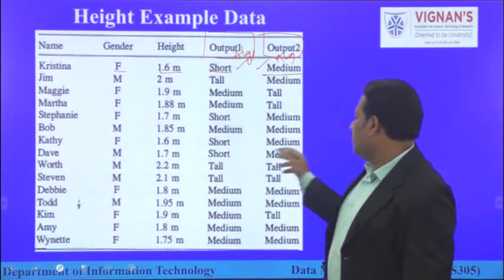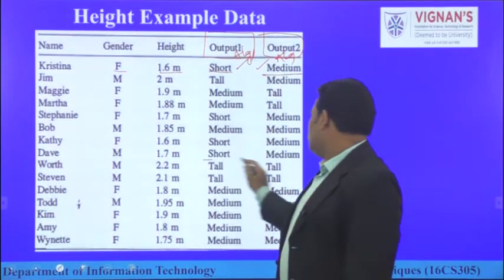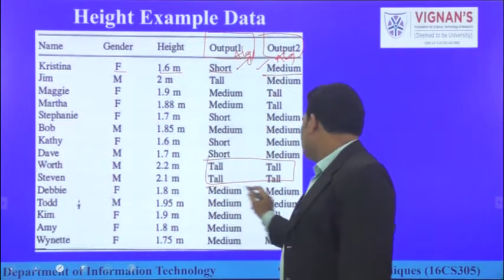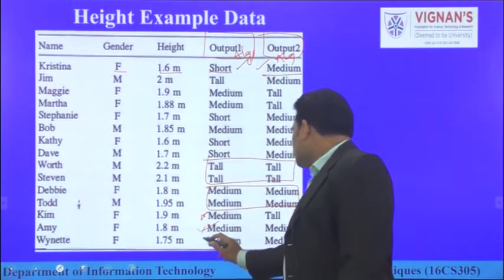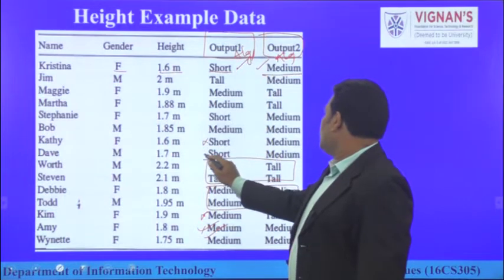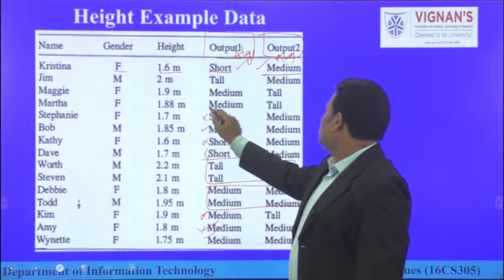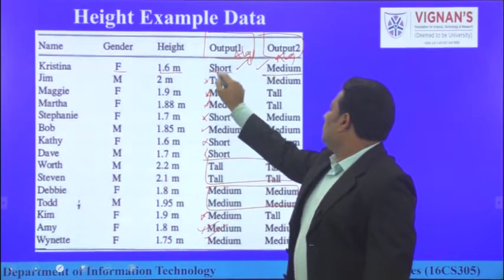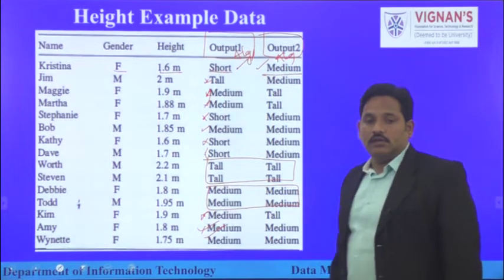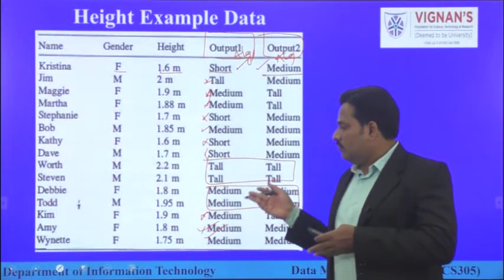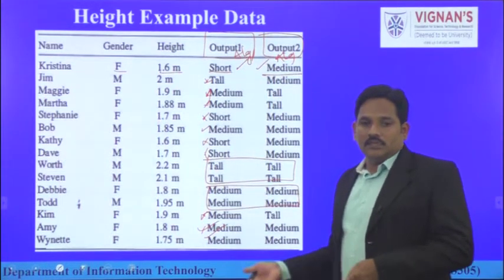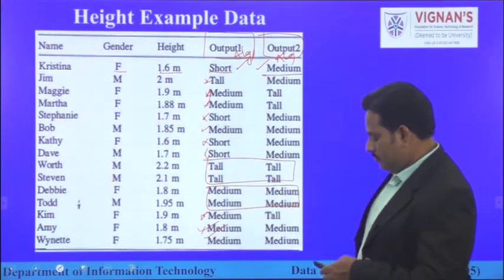So if you look carefully, there are some mismatches. Here the values are matched, but there is a mismatch here. Here it is matched, there is a mismatch here. It is matched, mismatch. It means most of the values are mismatched. That means something is wrong in the data. Some of the values are missing or they are not in a proper condition.